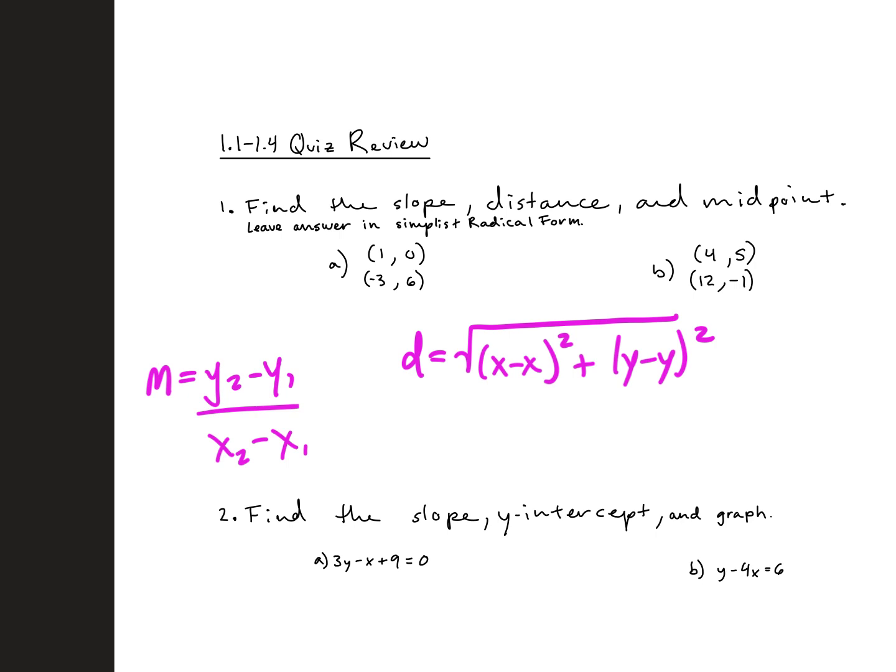Does it matter which order? Nope, it does not matter which order, because think about it, you're squaring, right? So if you take, like in letter B, 12 and 4, 12 minus 4 is what? 8. 8 squared is 64. 4 minus 12 is what? Negative 8. What's negative 8 squared? 64. So since you are squaring underneath the square root, it doesn't matter which you make x1 and x2.